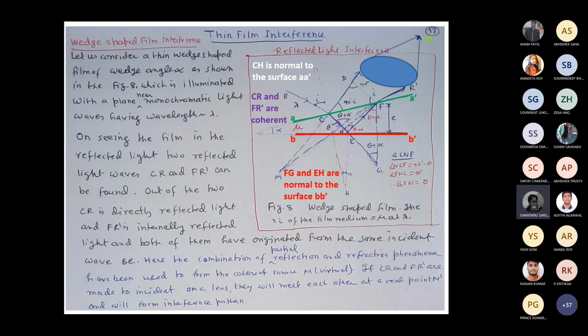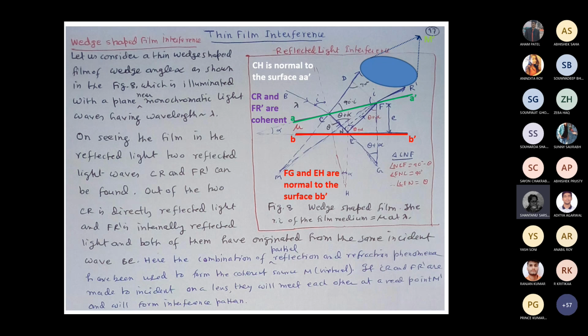From E, we can draw a normal, say EH. We have drawn a normal EH to the surface BB dash, and this is a normal to the surface AA dash. Now the angle between these two surfaces is alpha, so the angle between the normals also will be alpha. Because CH is the normal to AA dash and EH is the normal to BB dash, the angle between CH and EH must be alpha. So this angle is alpha and this is theta.